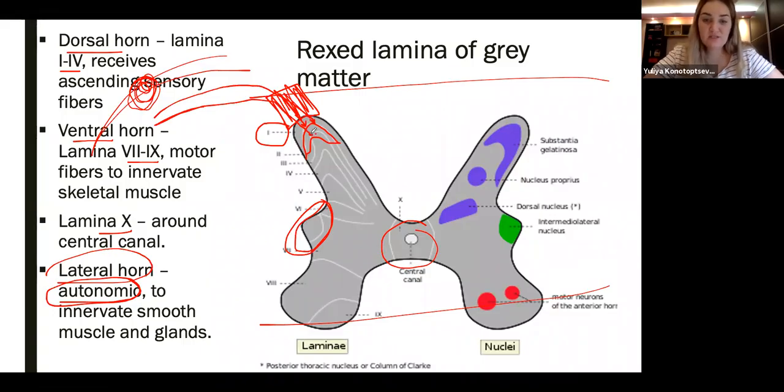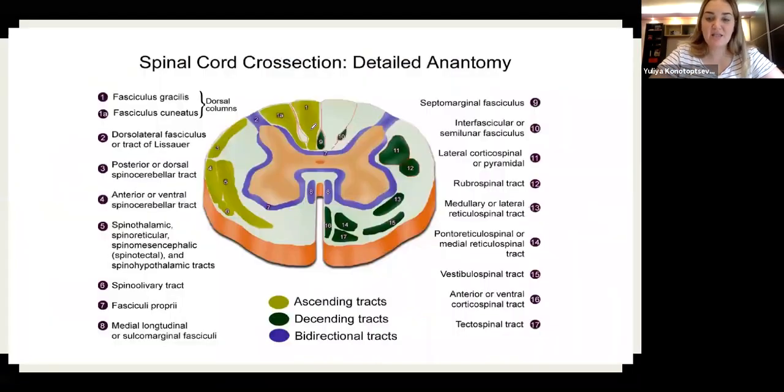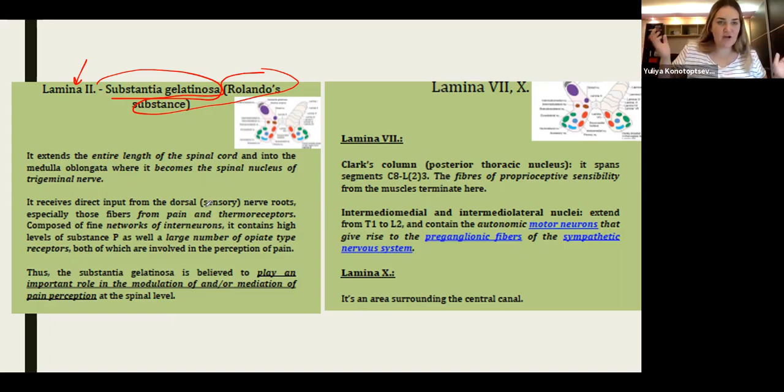What's interesting is the following, that these axons are going to be ascending. They go up. The axons in the substantia gelatinosa, they ascend through the entire length of the spinal cord. It doesn't matter where you cut the spinal cord, you will find substantia gelatinosa there. Where does it eventually end up? It ends up to become the spinal nucleus of the trigeminal nerve.